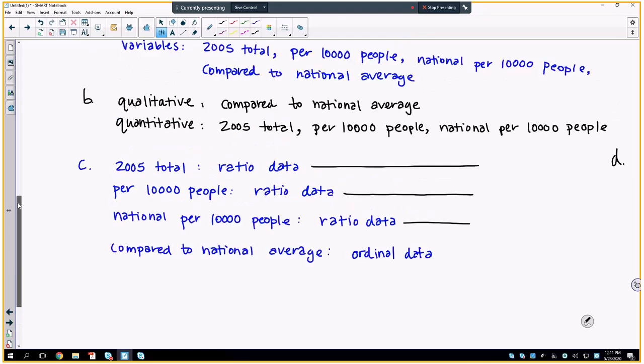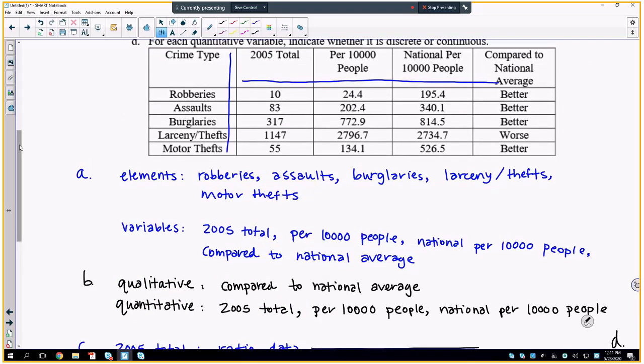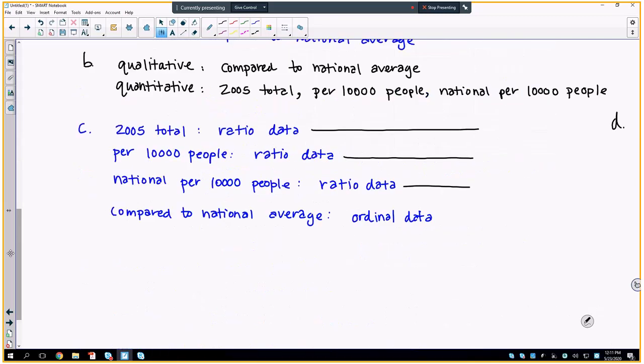Let's take a look. For total, we're counting, right? We're counting there were 10 robberies. We're counting there were 83 assaults. So should that be discrete or continuous? Well, we said that whenever we can count them, and we get these nice whole numbers, 1, 2, 3, 4, 5, and so on, we call that a discrete variable. So I'm going to say my 2005 total is discrete.